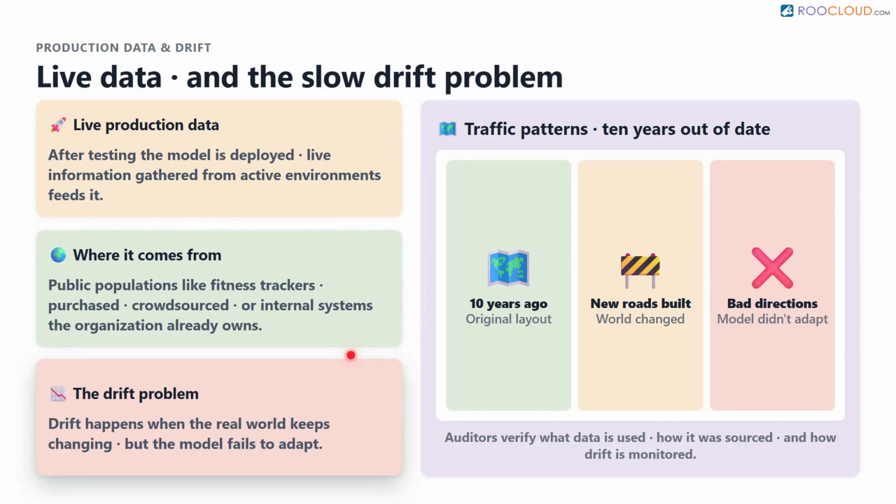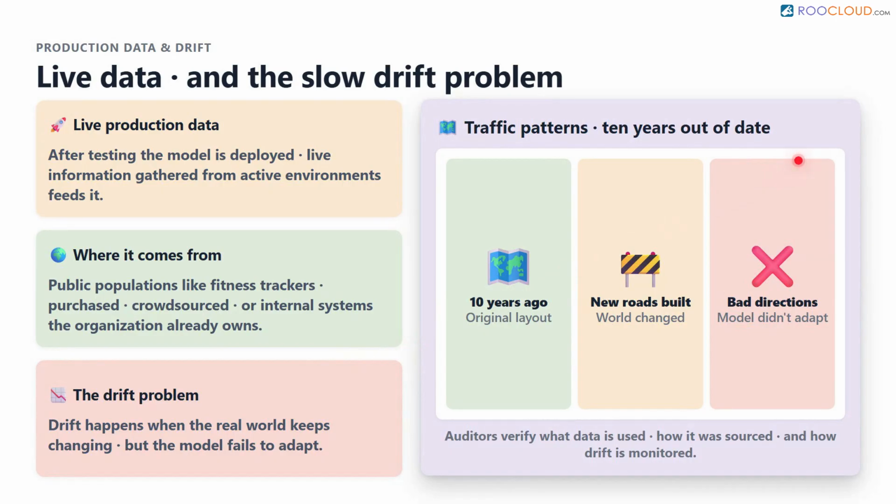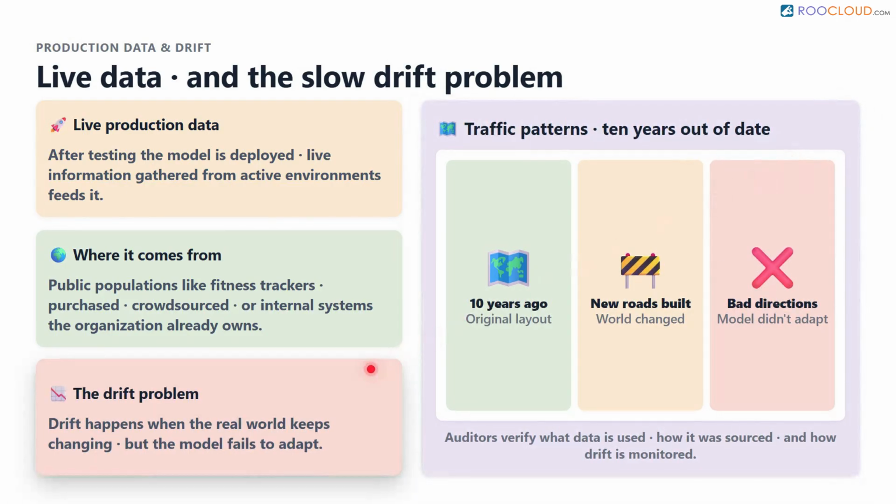The key audit focus here is monitoring for drift. Drift occurs when the real world changes over time, but the model does not adapt. Imagine a system designed to predict traffic patterns based on highway layouts from 10 years ago. Because new roads are built and populations shift, that old model will eventually start giving terribly inaccurate directions. Auditors must verify what data is used in production, exactly how it was sourced, and how it is constantly monitored to ensure the model does not drift off course.